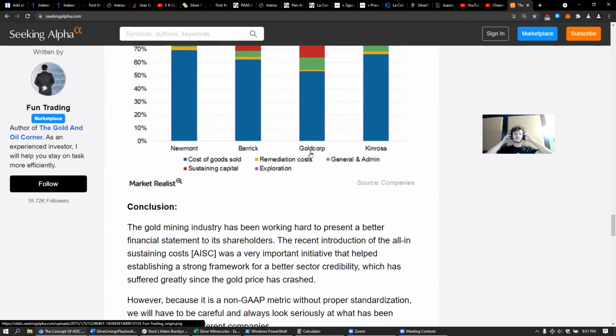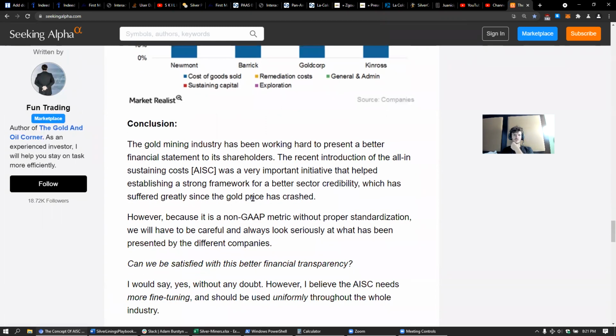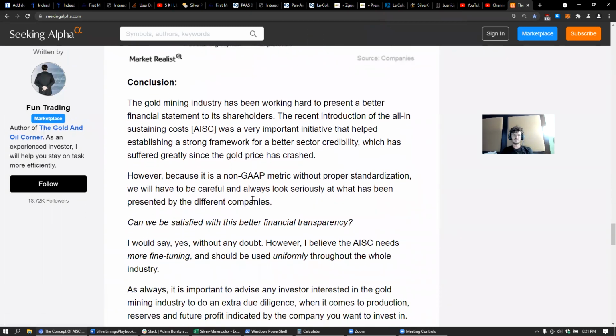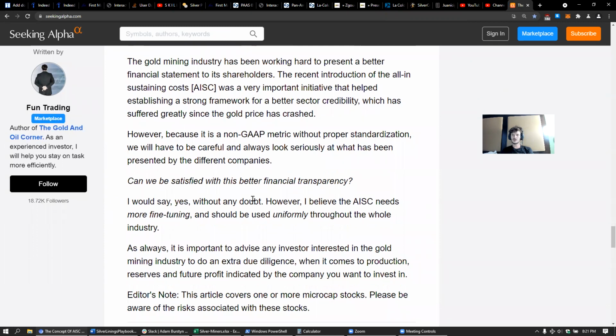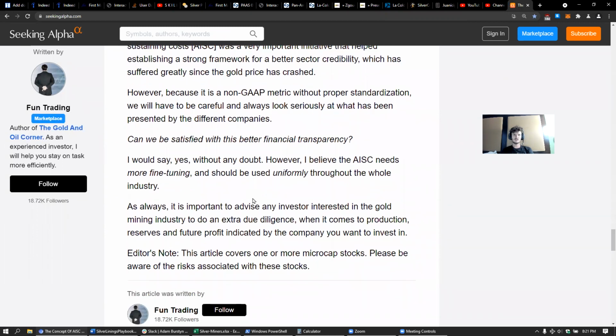Okay. So the gold mining industry has been working hard to present a better financial statement to its shareholders. The recent introduction of the all-in sustaining costs was a very important initiative that helped establish a strong framework for better sector credibility, which has suffered greatly since the gold price crashed. Fair enough. However, because it is a non-GAAP metric without proper standardization, we will have to be careful and always look seriously at what has been presented by the different companies. Can we be satisfied with this better financial transparency? Sure, but it needs more adjustments going forward.